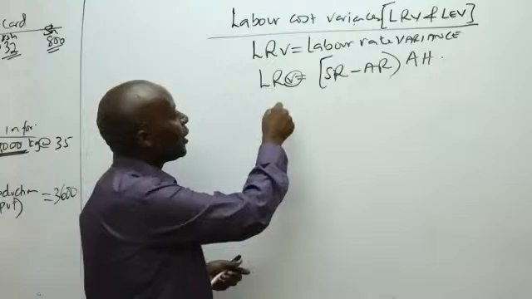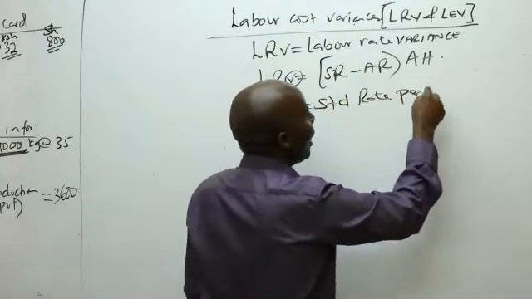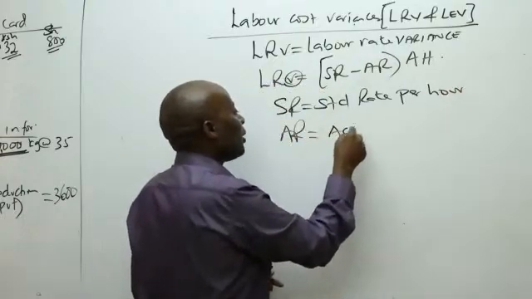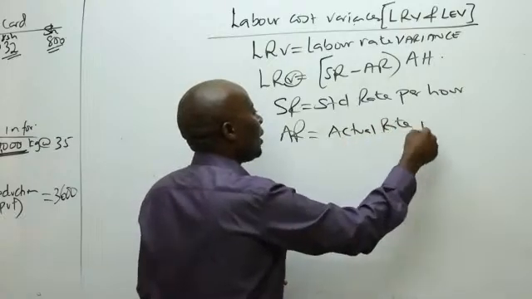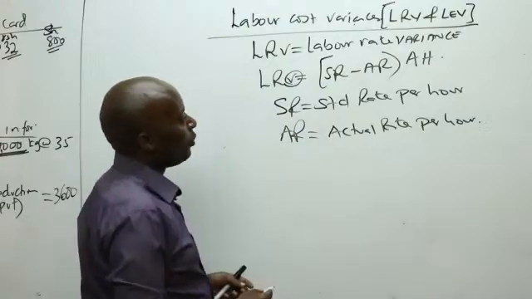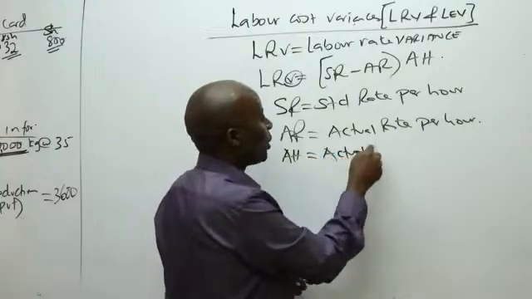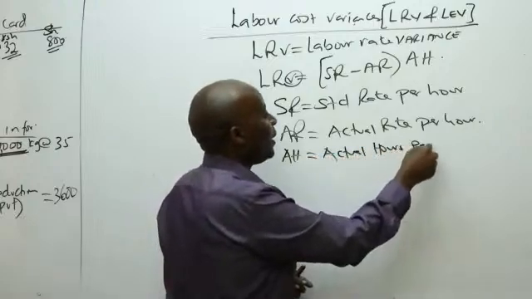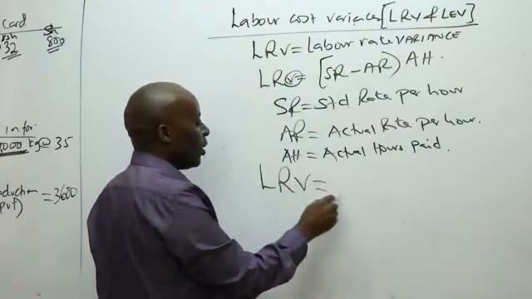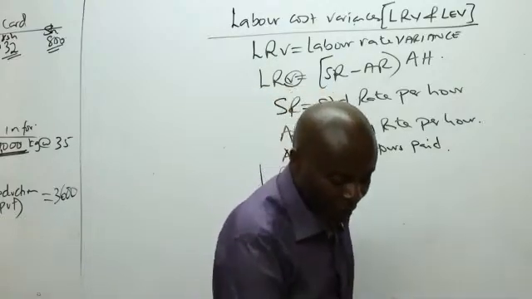So we have our SR. This SR stands for the standard rate per hour. We have AR standing for actual rate per hour. And AH stands for actual hours paid. So come and give us the labor rate variance.